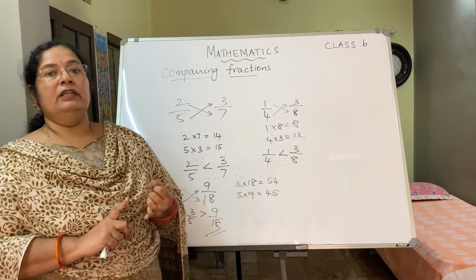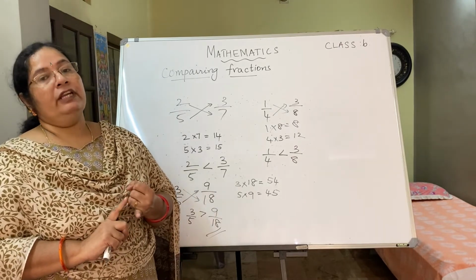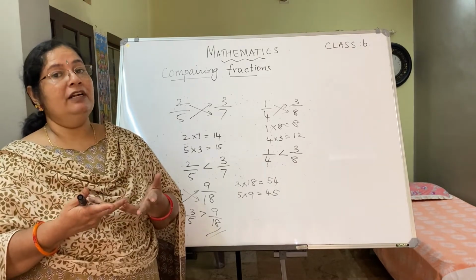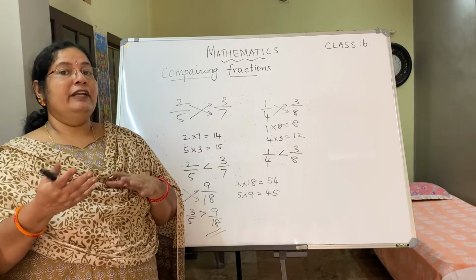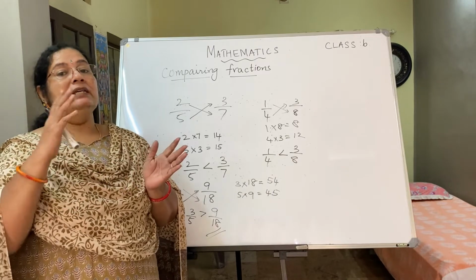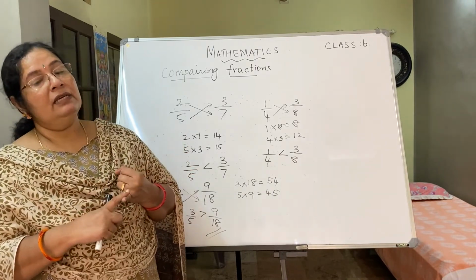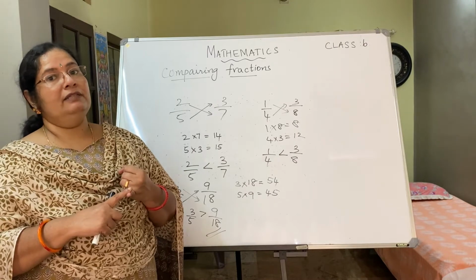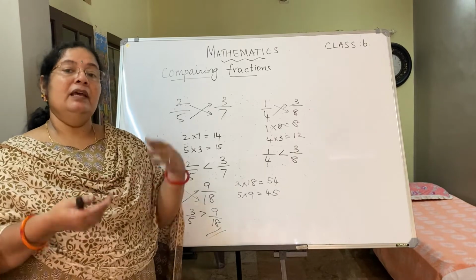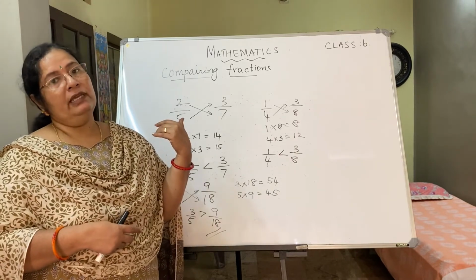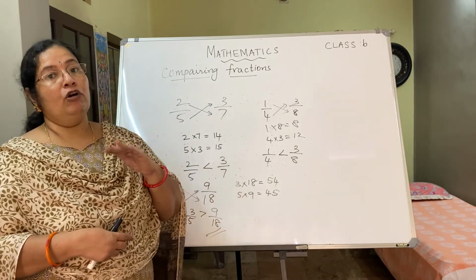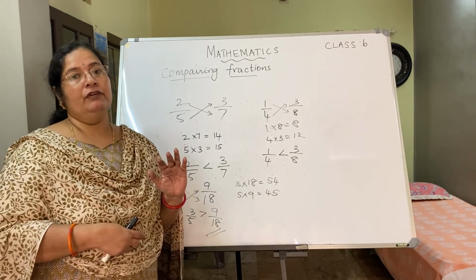So we have learned how to find equivalent fractions for a given fraction, given either the numerator or denominator. There are also two types we have learned: if the equivalent fraction we are finding is greater, having a numerator and denominator greater than the given fraction, and if it is less. Then we have seen how to find whether the given fractions are equivalent: cross multiply. If the cross products are the same, then the fractions are equivalent. And we have also learned how to order fractions, ordering of fractions or comparing fractions. Both ways we can say, ordering of fractions or comparison of fractions.